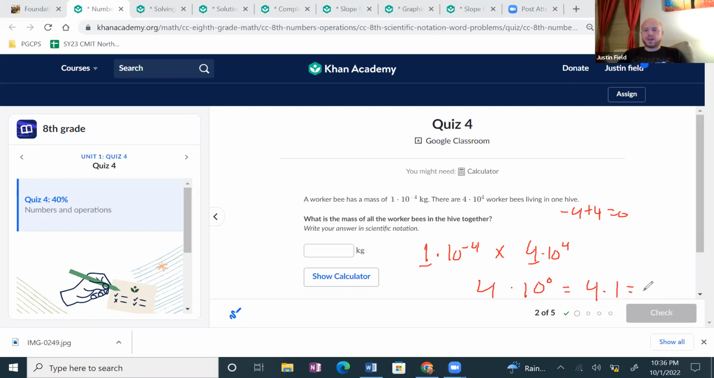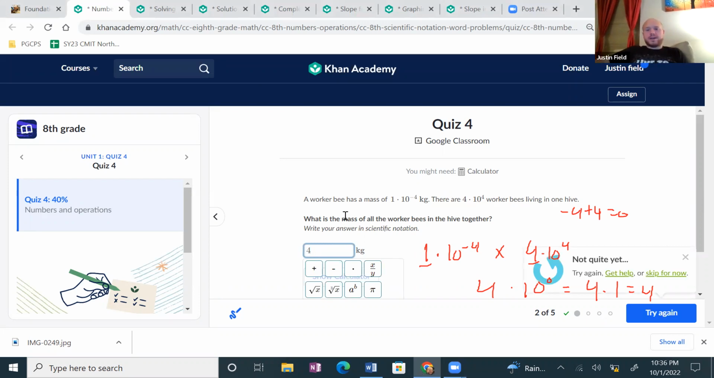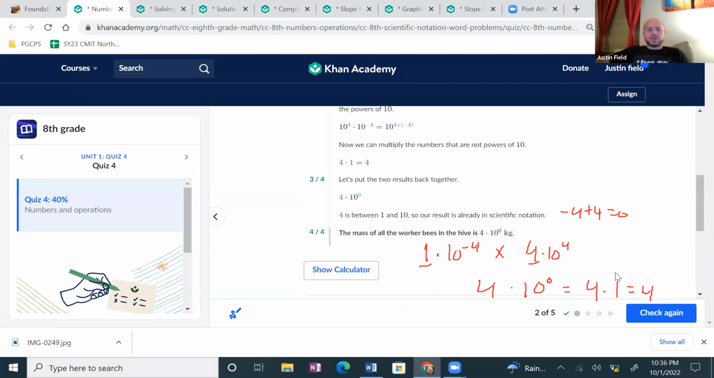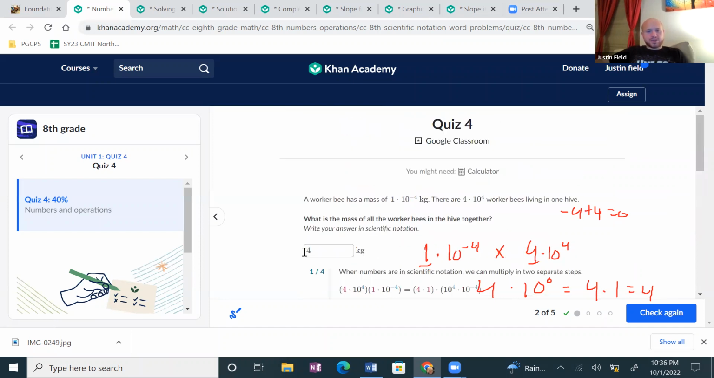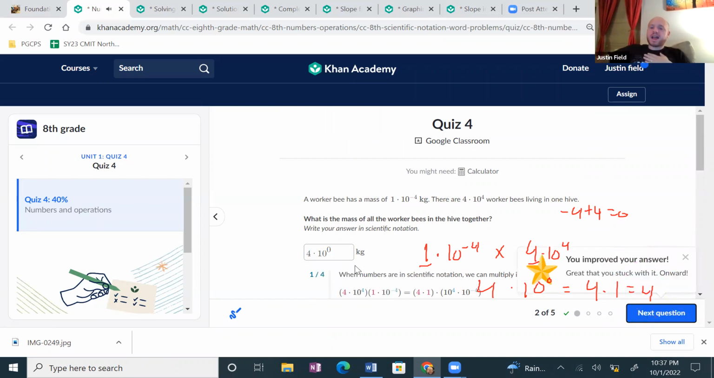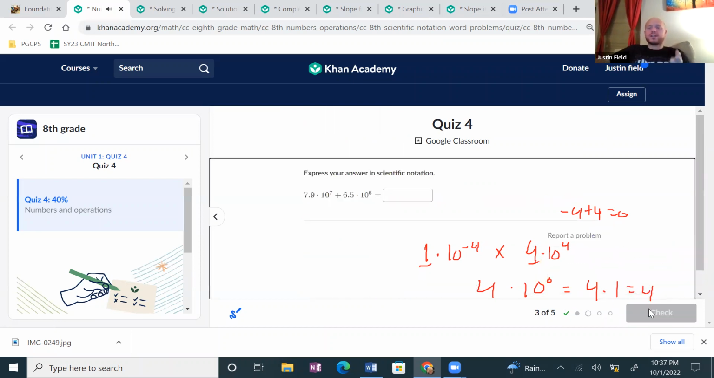It's 1, so that's just 4. So was the mass of all the worker bees, could it really be 4? Let's see. It's not, so what do we do? We go to, that's what I said. Oh, look, I had that, but it says put it in scientific notation. That is not fair. I got it right. But, you know, it'll happen to you. So I'm glad it happened to me so that it doesn't have to happen to you.